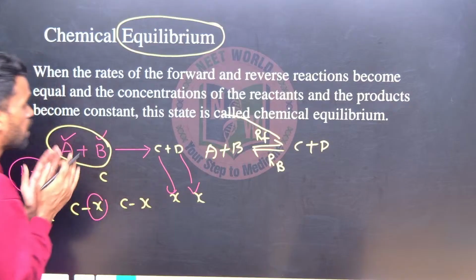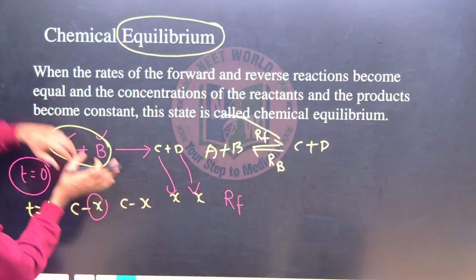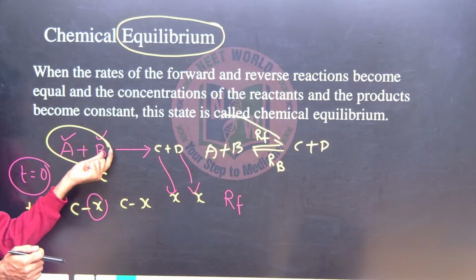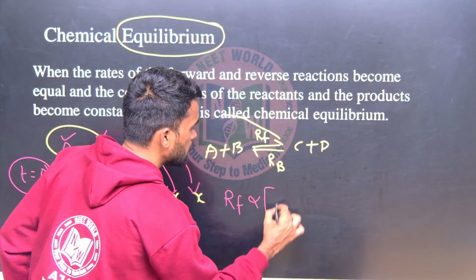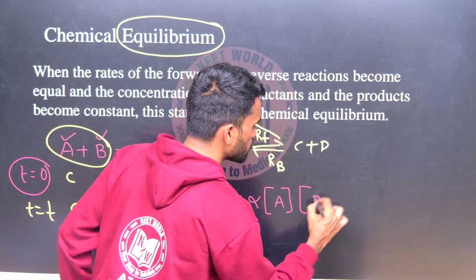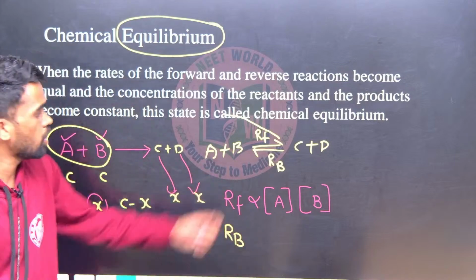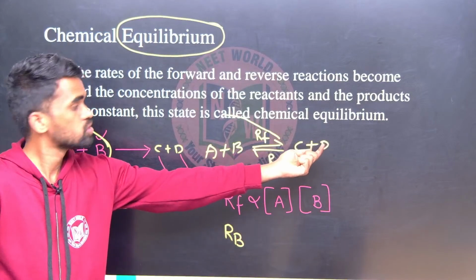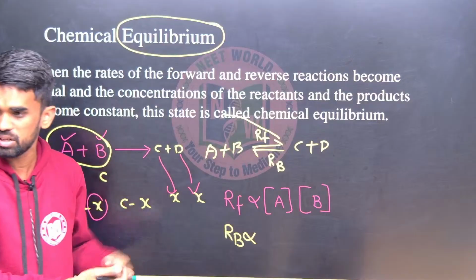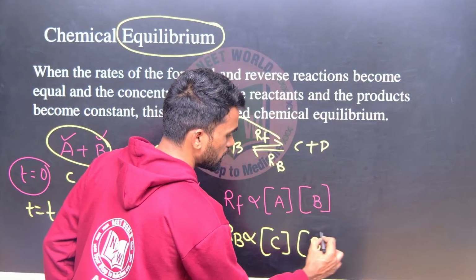So the rate at which the reaction moves forward depends upon the concentration of the initial materials. For the forward reaction, what are the things involved here? This A and B. So the rate of forward reaction depends upon the concentration of A and the concentration of B. Similarly, for the rate of backward, RB, the reaction starts from C and D and comes back this side. So the reactants for the backward reaction are C and D, so it depends on the concentration of C and the concentration of D.